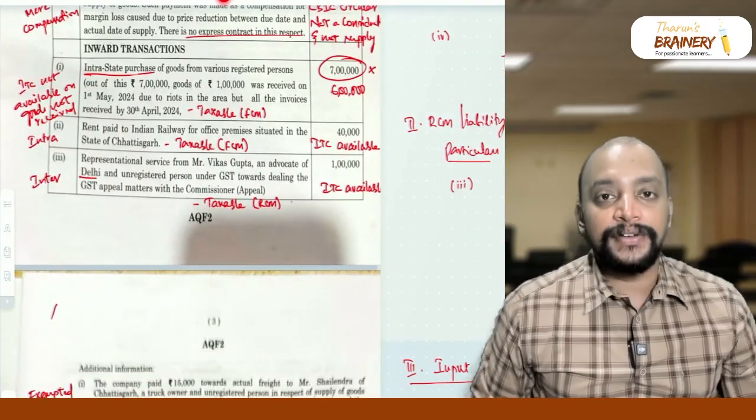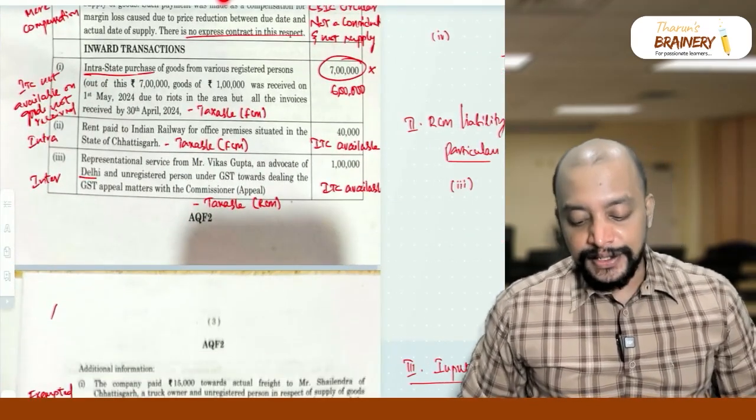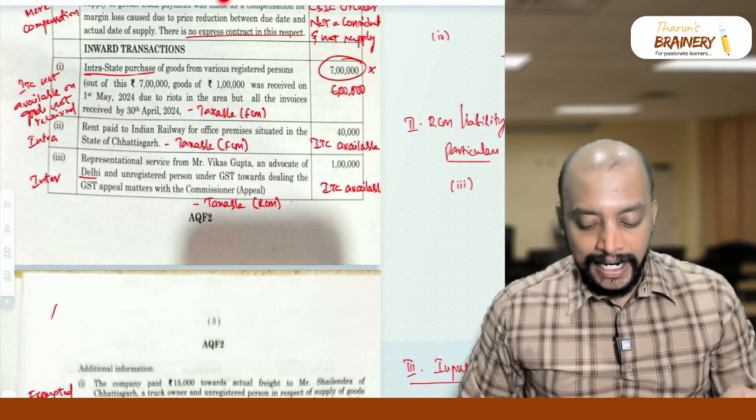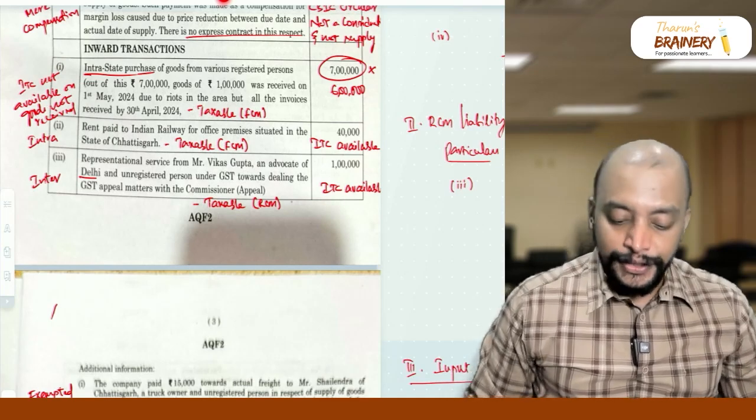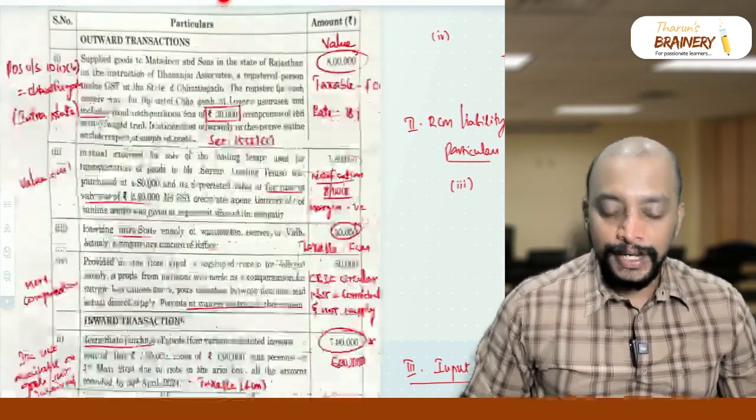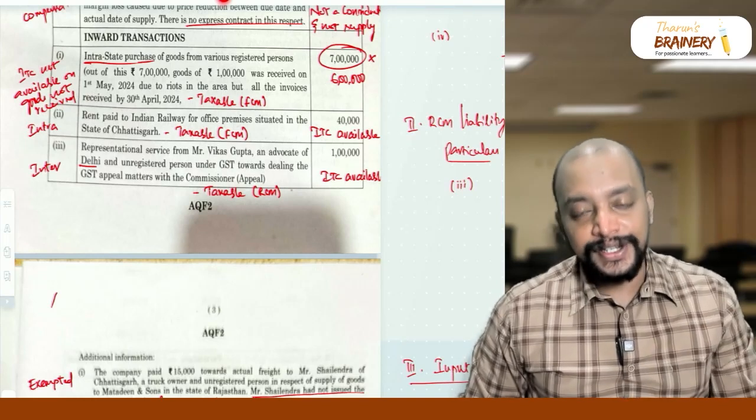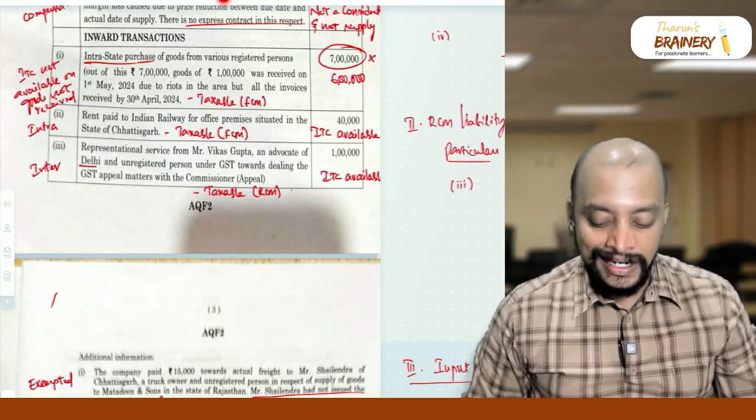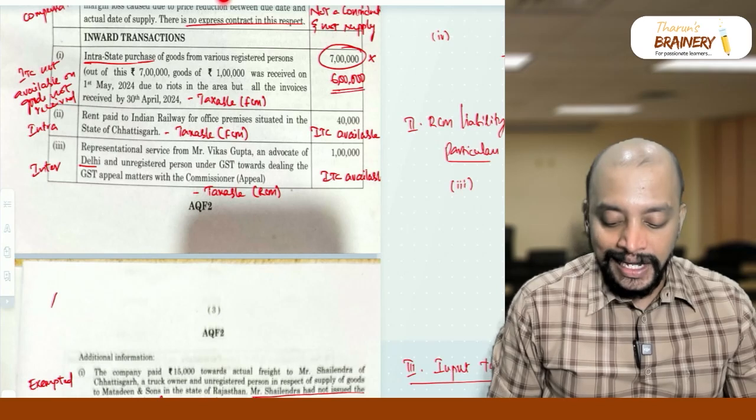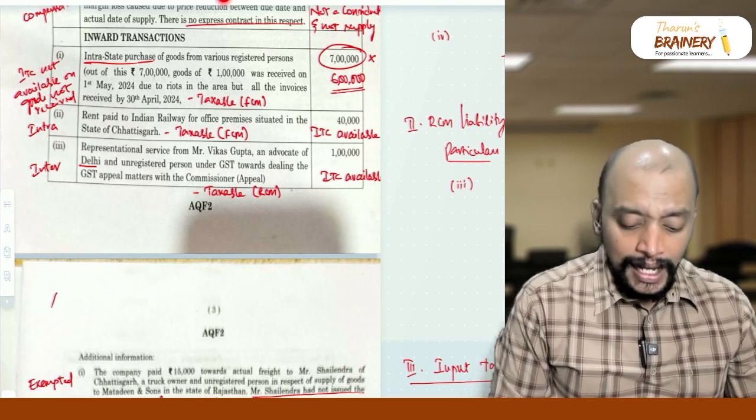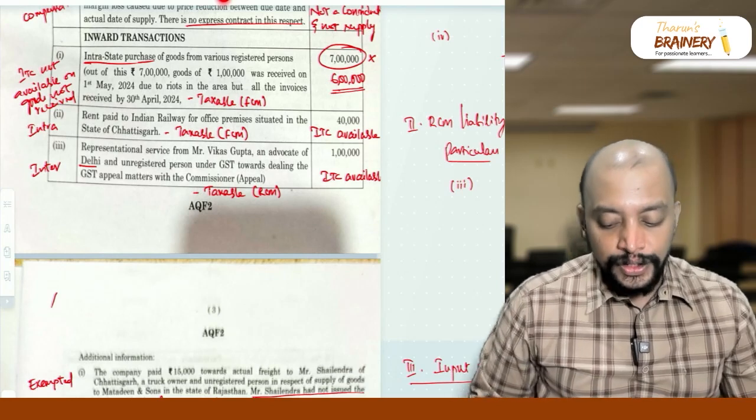And inward transactions they have given. The first one: intrastate purchase of goods from various registered persons. Out of this 7 lakhs, goods of 1 lakh were received on 1st May. Right now we are doing the computation for April 2024, and when the goods are received in May, we cannot take ITC because one of the conditions for availment of ITC, as per section 16, is that we should have actually received the goods. So in the month of April it is not received, therefore in May month only we can take ITC. We can take ITC only to the extent of 6 lakhs, and on that, whatever GST is paid, it is given as intrastate, ITC not available on goods not received.